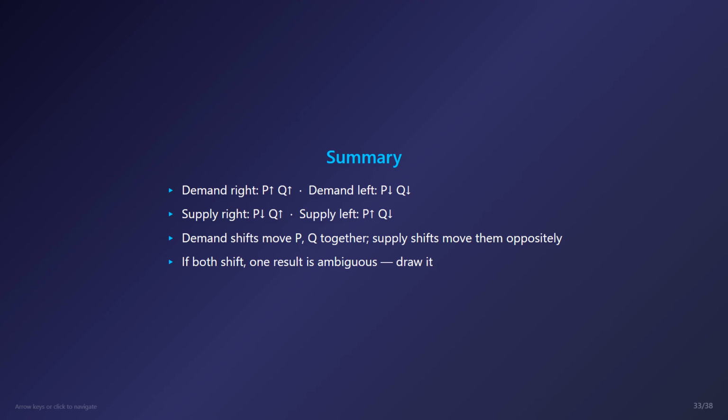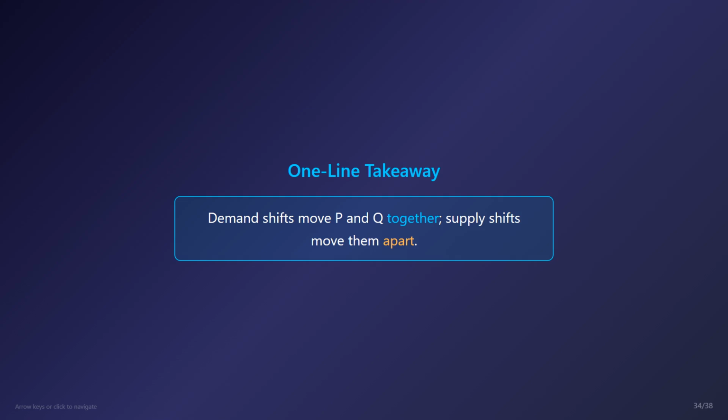Let's summarize. Demand right gives price up, quantity up. Demand left gives both down. Supply right gives price down, quantity up. Supply left gives price up, quantity down. Demand shifts move price and quantity together. Supply shifts move them apart. And when both shift, one result is ambiguous, so you draw it. The one line to remember: demand shifts move price and quantity together, while supply shifts move them apart.